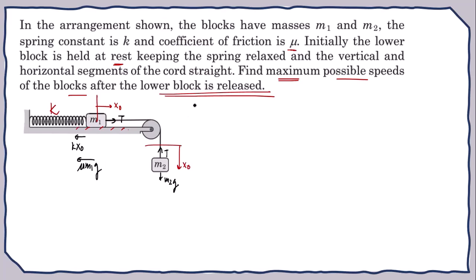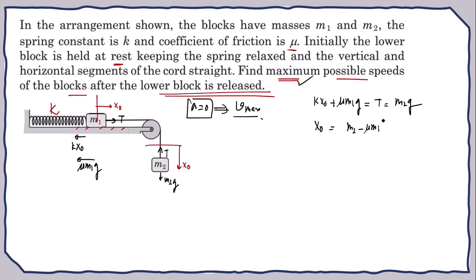If acceleration is 0, the velocity of the system will be maximum. I want to look at this situation, when the acceleration is 0. Doing the force balance equation, I can write K x naught plus mu times m1 into g equals the tension, which is nothing but m2g. From that, the value of x naught, the elongation, is equal to (m2 minus mu times m1) into g, whole divided by K. That is the elongation when the block is at maximum speed.